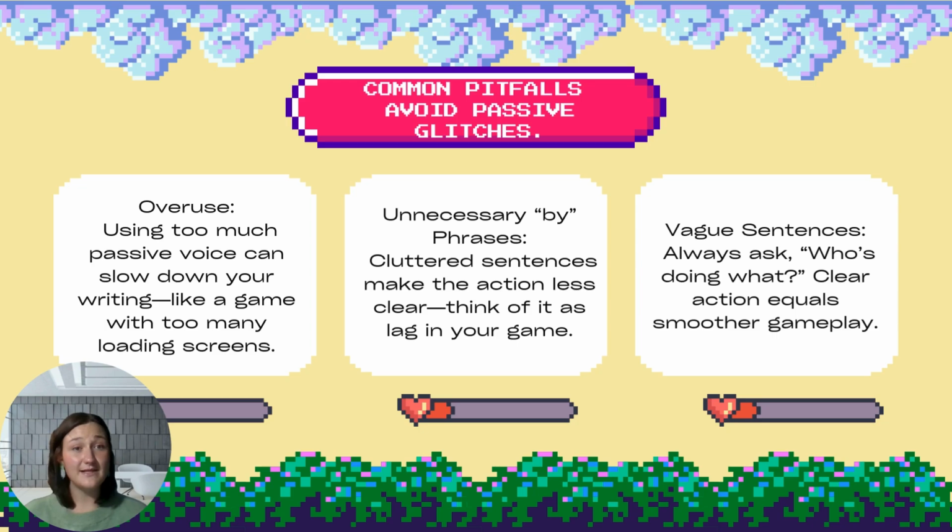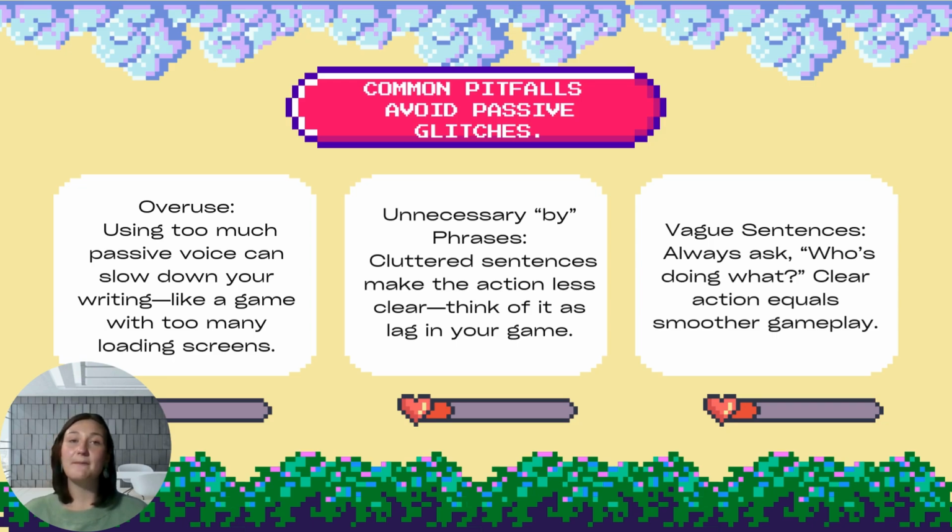Listen to the following sentence. The decision was made by the manager. It's passive and wordy, right? If we rearrange it and make it a little bit shorter, it should sound like the manager made the decision. It's shorter and much better on the ears. Don't use unnecessary by phrases. Cluttered sentences make the action less clear.